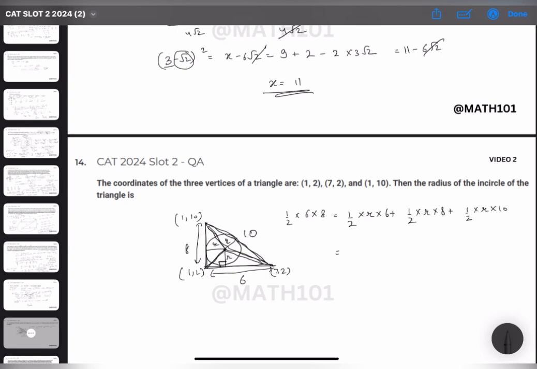This is equal to half r into 6 plus 8 plus 10. This is equal to half into 6 into 8. Half gets cancelled. We are left with 6 into 8 is 48 equals r into 6 plus 8 is 14 plus 10 is 24, which implies that r is equal to 2.